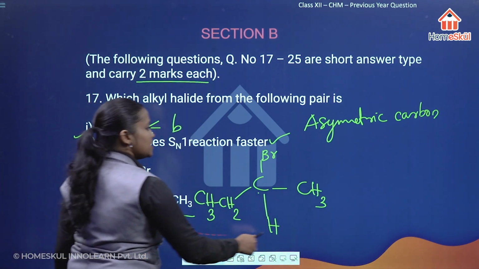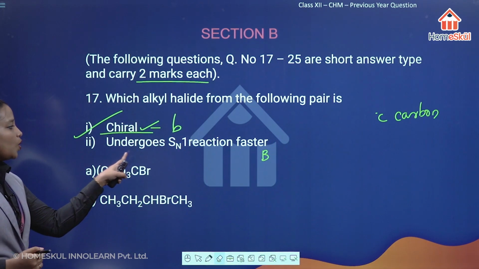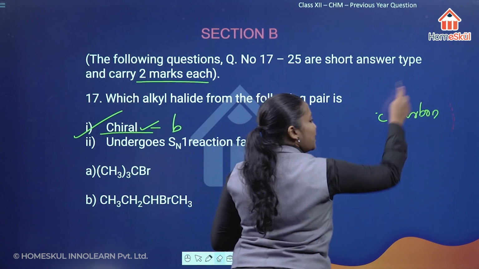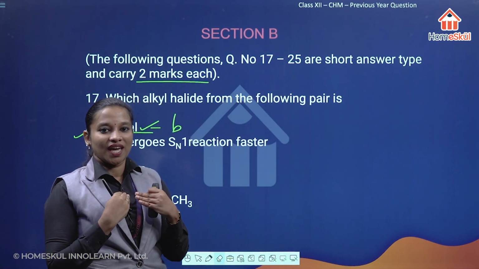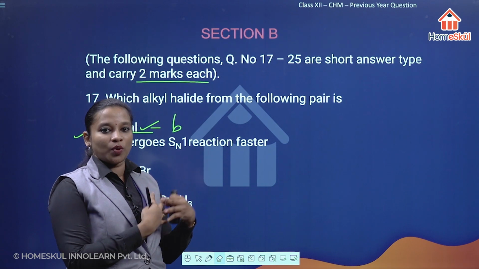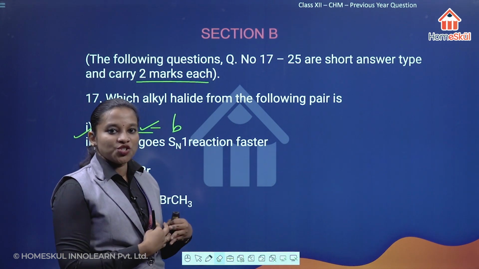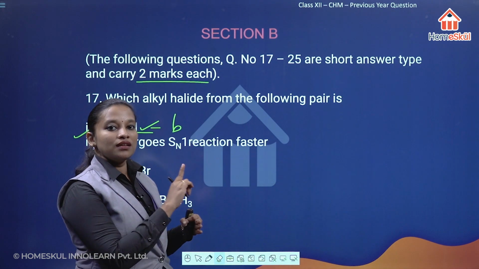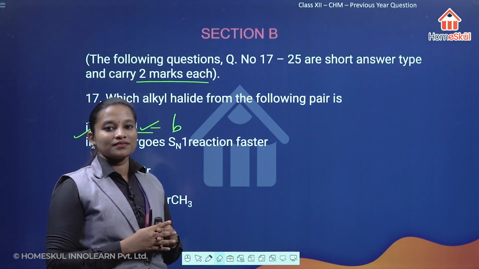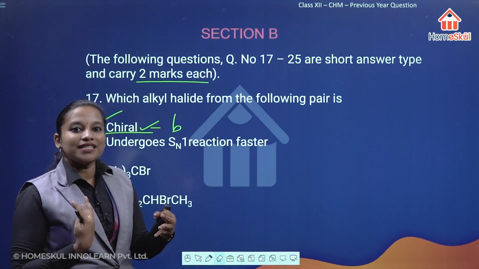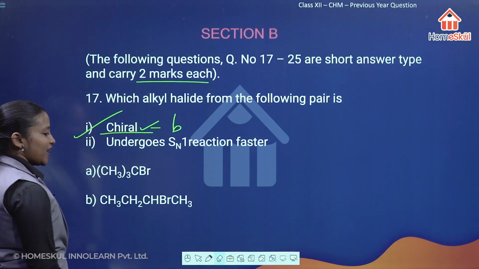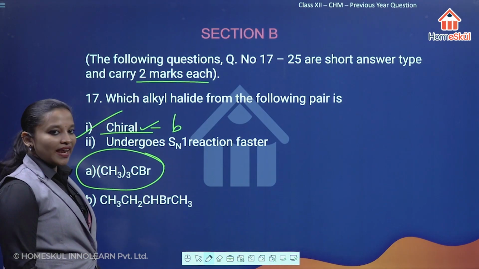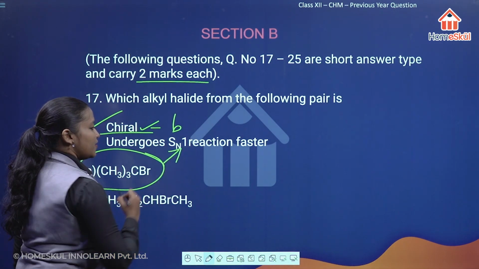Then the next one: which undergoes SN1 reaction faster. In order to answer this question, we have to bear some things in mind. Primary compounds follow what? SN2 mechanism. If it is a tertiary halide, it will follow SN1 mechanism. Here we can see a tertiary halide. So that will follow SN1 reaction.